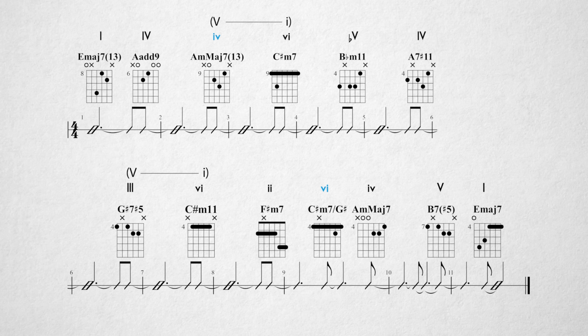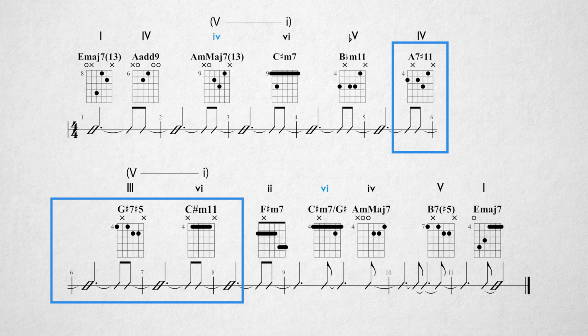Now here's an example in the key of E major where I use the minor major 7 13 chord on the 4th degree to lead to the 6th chord C sharp minor 7 in the key of E major. Also the chords in bar 5 to 8 are interesting, but I'll leave that for another tutorial.